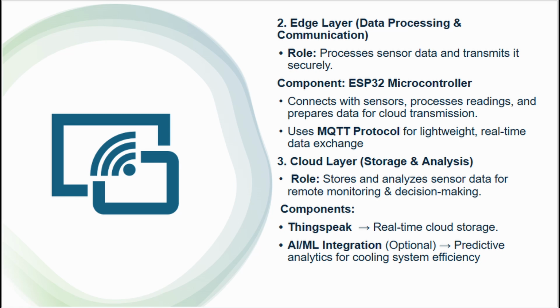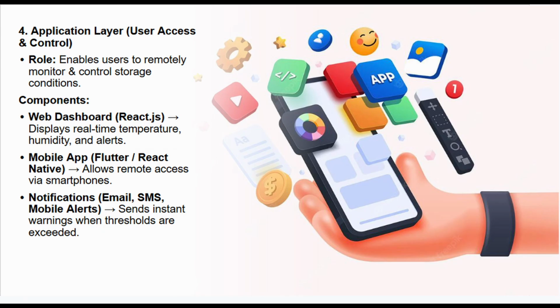And the third layer, the cloud layer, which contains the ThingSpeak component, which stores the real-time cloud data, and also AI/ML integration, predictive analytics for cooling system efficiency. Finally, coming to the last layer, called the application layer. In this, we can see the output data in the web dashboard and mobile app and also through notifications. The web dashboard is made with React.js and the mobile app with React Native, and notifications through email, SMS and mobile alerts send instant warnings when thresholds are exceeded.